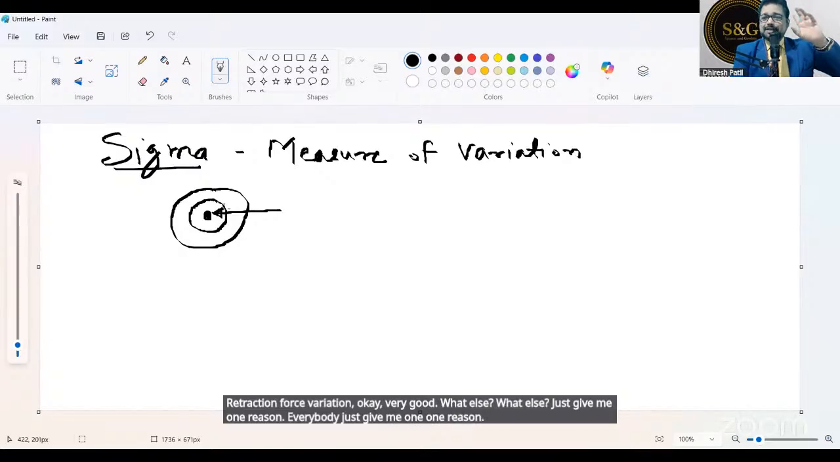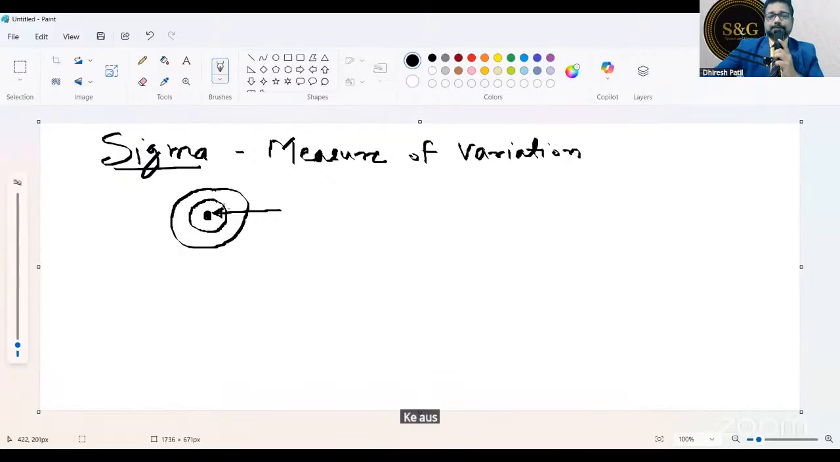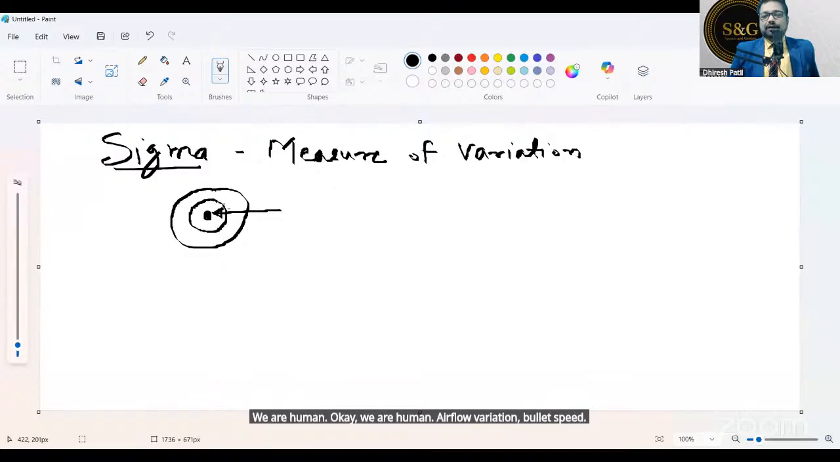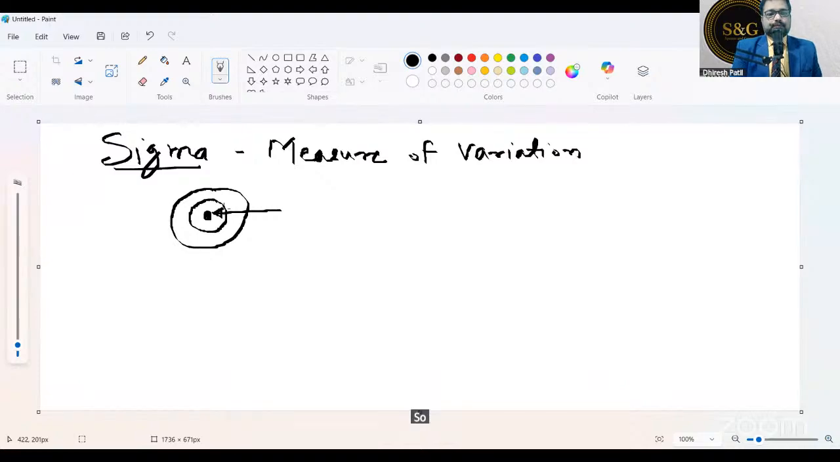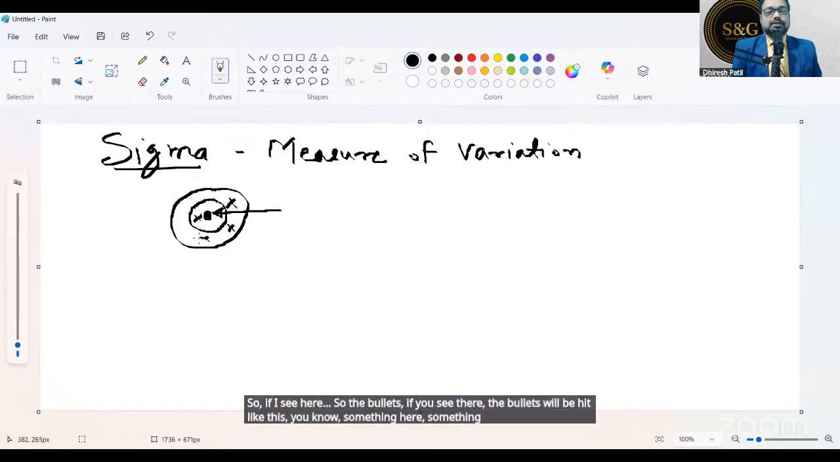What could be one reason according to you? We are human. Airflow variation, bullet speed, speed difference, concentration, the wind, wind speed, momentum of the hand shot. There are so many variations. Yes or no? So if I see here, the bullets will hit like this. Something here, something here, something here. Most of the times, correct?